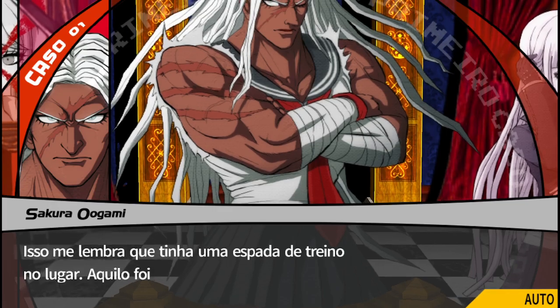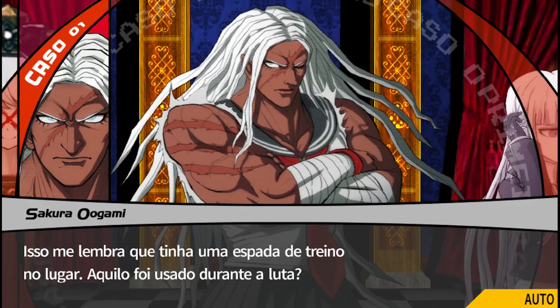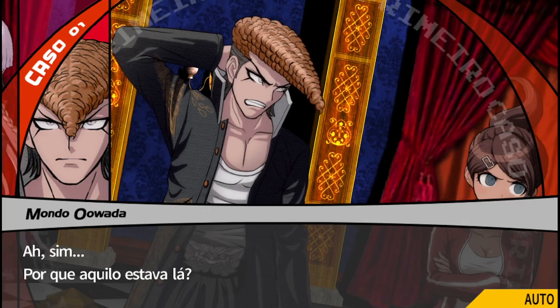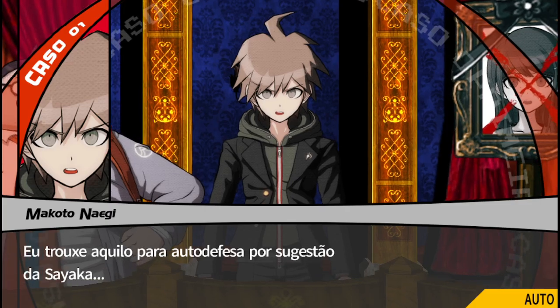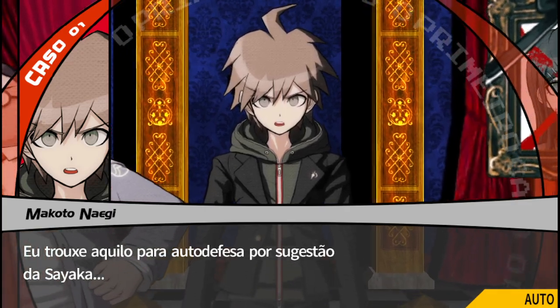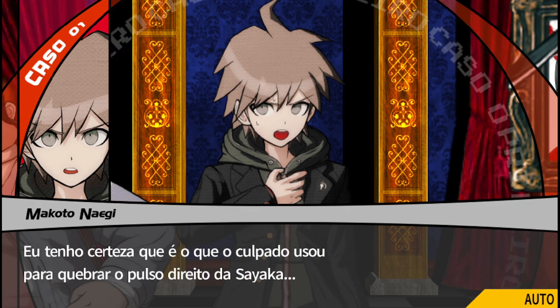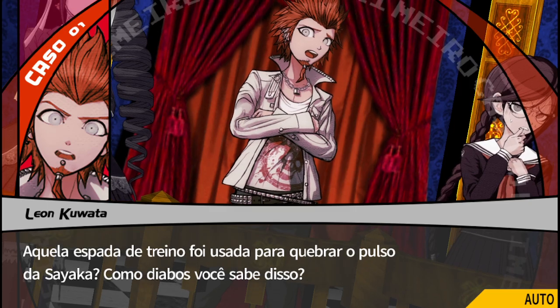That reminds me. There was a replica sword at the murder scene. Was that perhaps used during the fight? Oh yeah. What's the deal with that sword? Sayaka suggested I should hold on to it. I thought it might come in handy if I had to defend myself. It seems pretty likely that the killer used it to break Sayaka's right wrist. How the hell could you possibly know that's what broke her wrist?